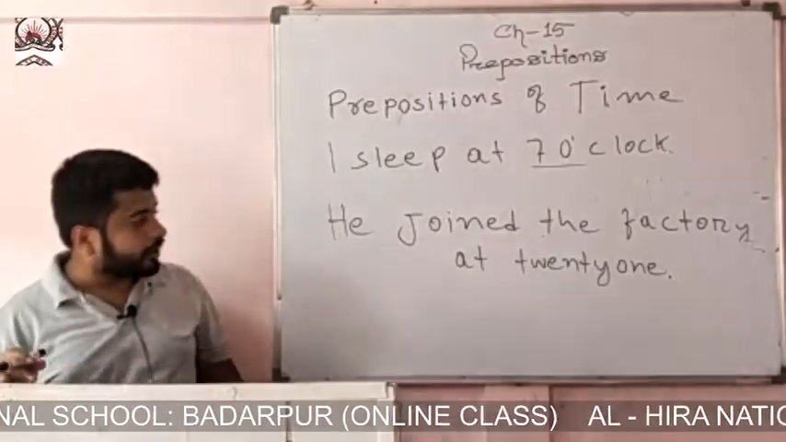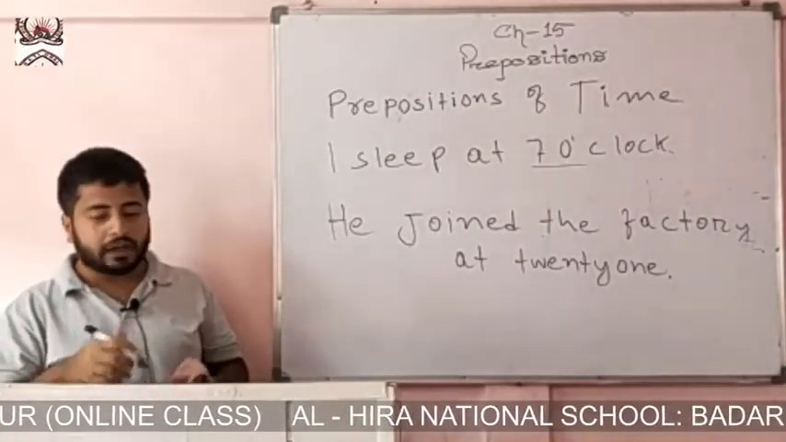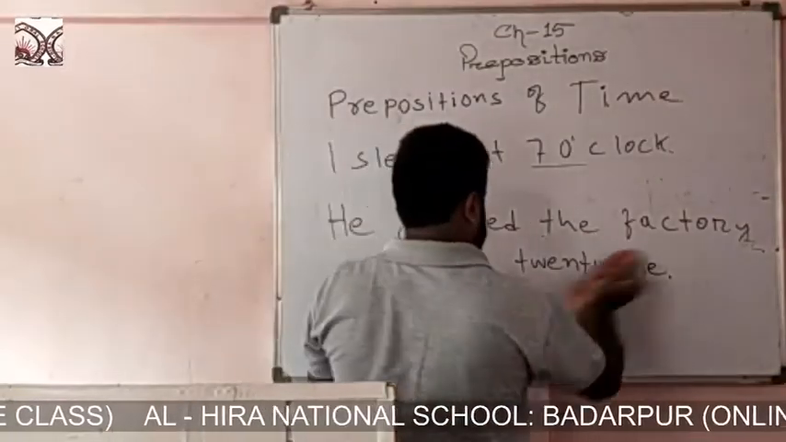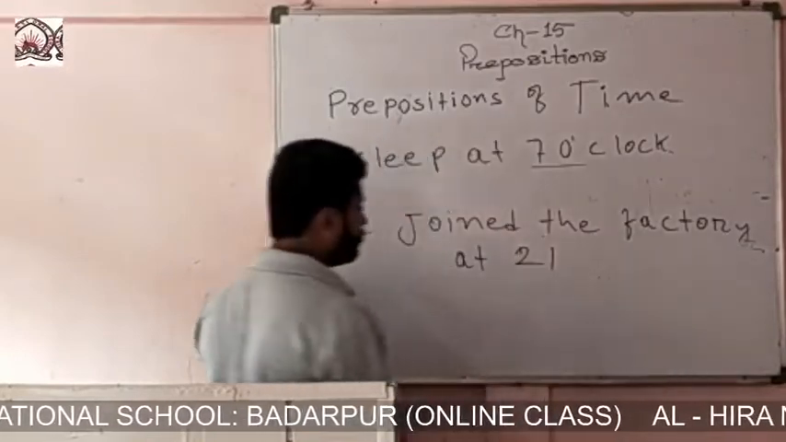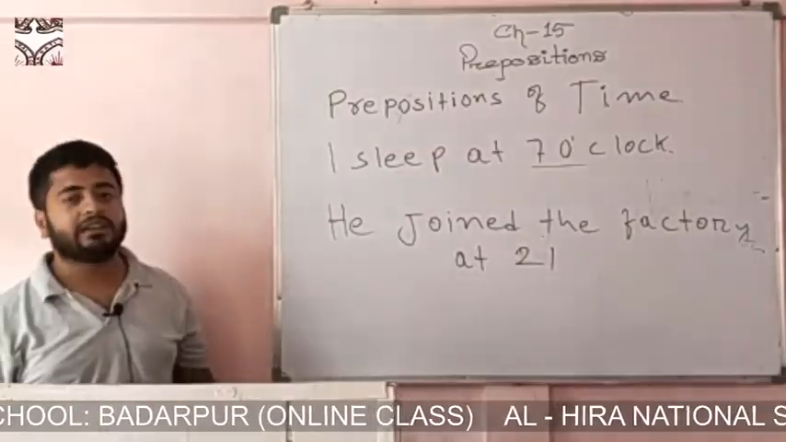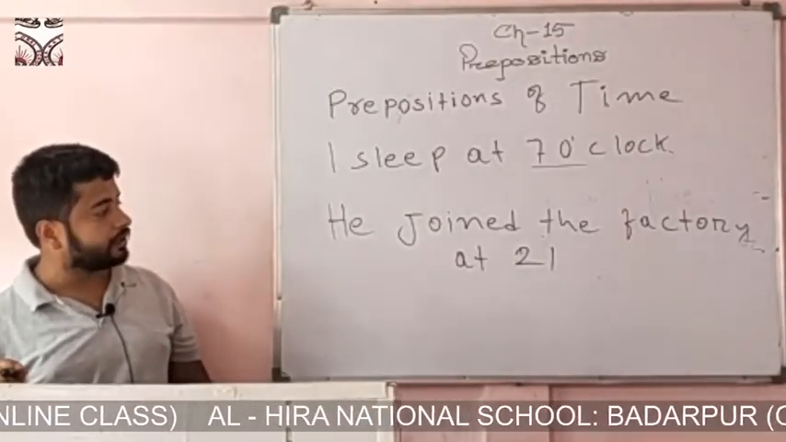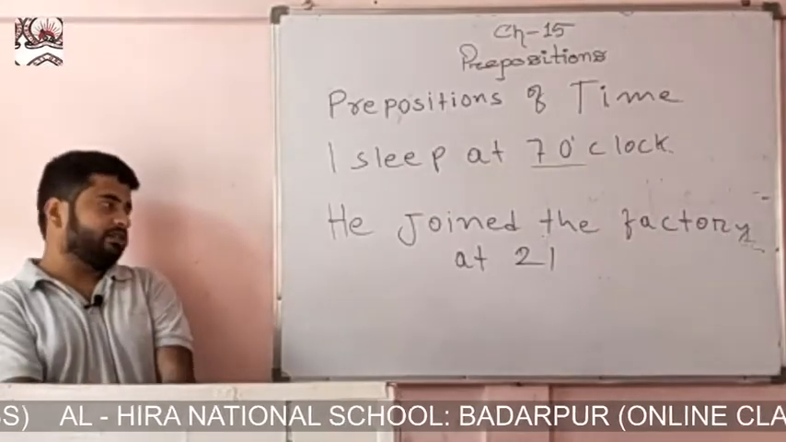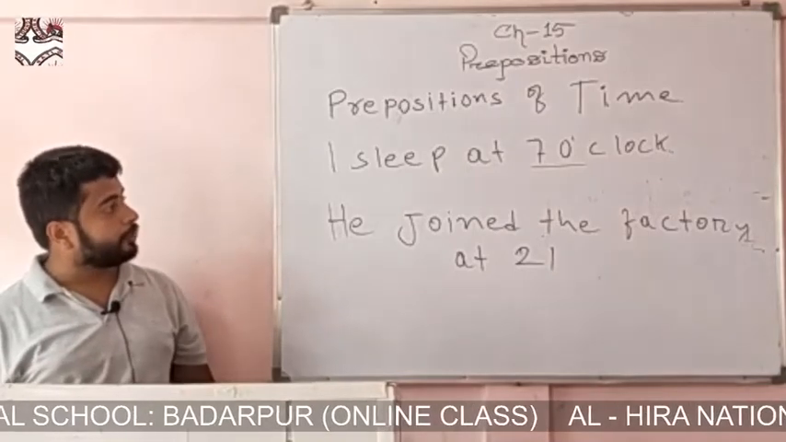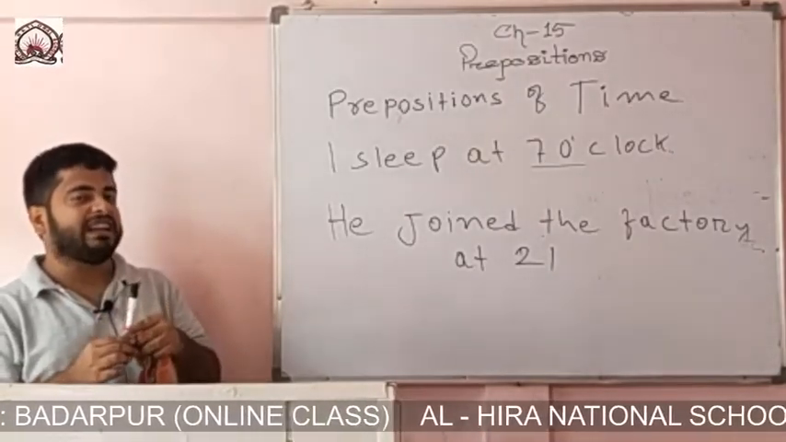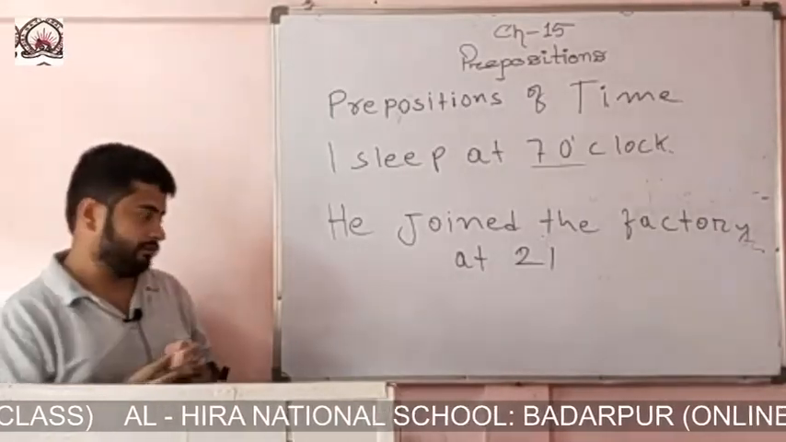He joined the factory at 21, or you can write: He joined the factory at 21. That means when his age is 21. So he joined the factory when he was 21 years old. I hope you have understood. We will use "at" before precise time and to describe precise time and age.